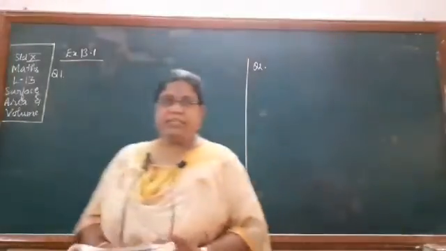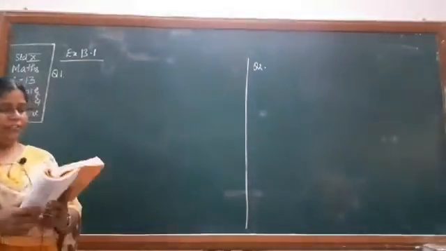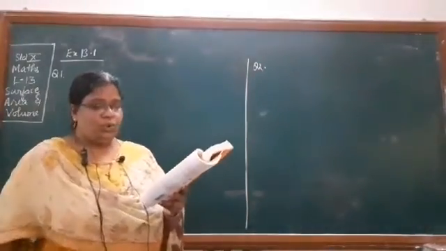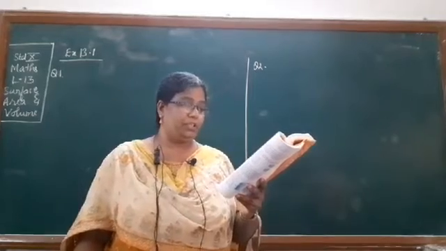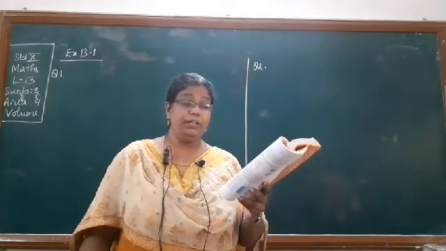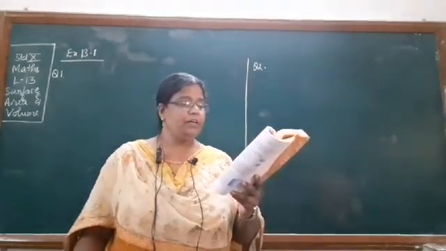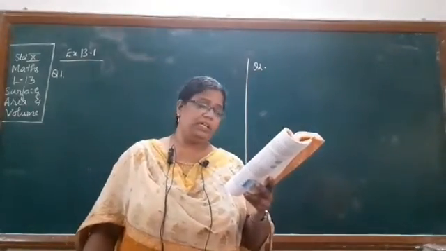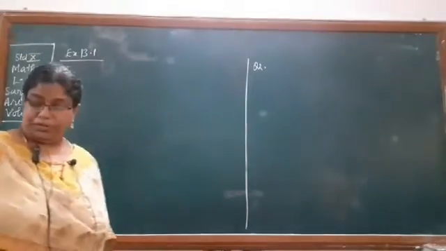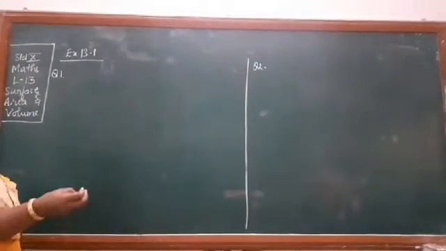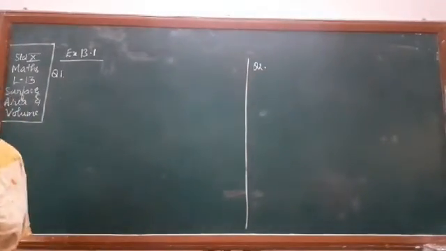Now let us start with exercise 13.1. The first question says that two cubes, each of volume 64 centimeter cube, are joined end to end. Find the surface area of the resulting cuboid. That is what is asked.